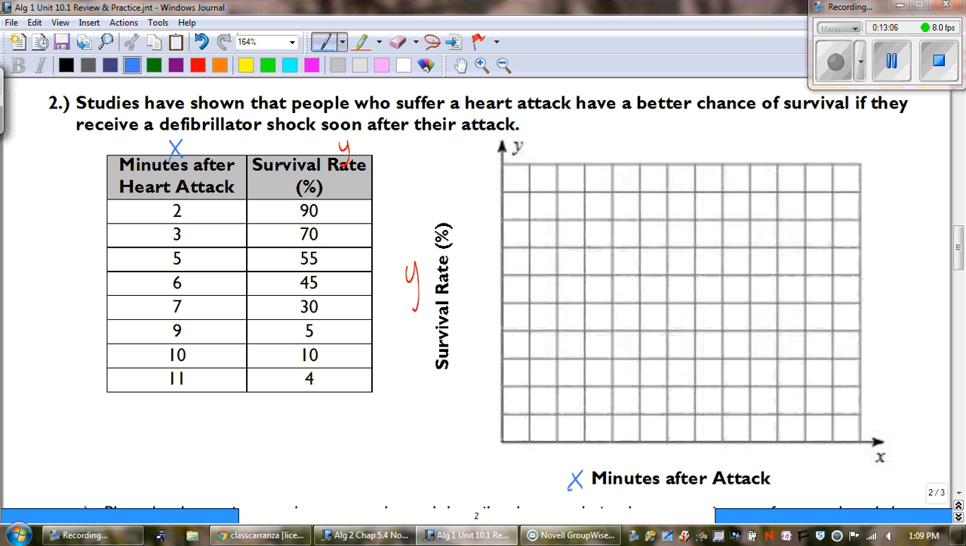So minutes, it looks like we can, well, the highest number is 11. So we normally start at 0. So 1, 2, 3, 4, 5, 6, 7, 8, 9, 10. So we can go all the way to 13. And what are we going to do for survival rates? Well, the highest number I see is 90, but the highest survival rate, wouldn't that be 100%? Yeah, so 100 is going to be the highest, and to get there, we can count by tens.